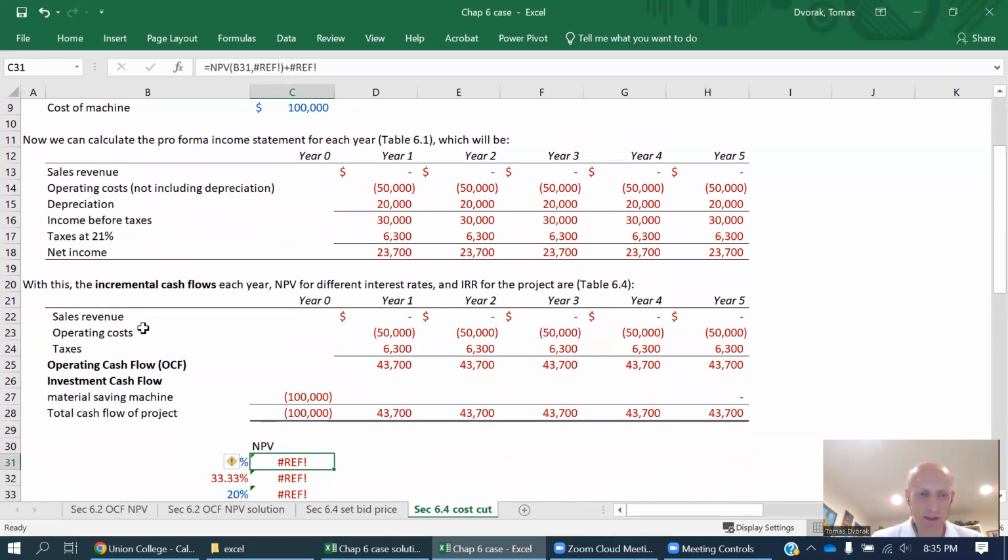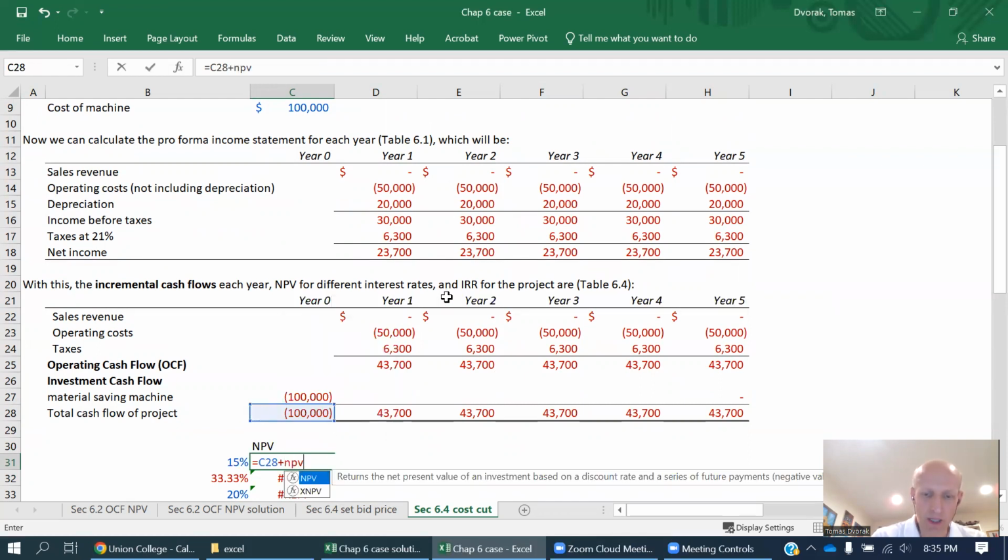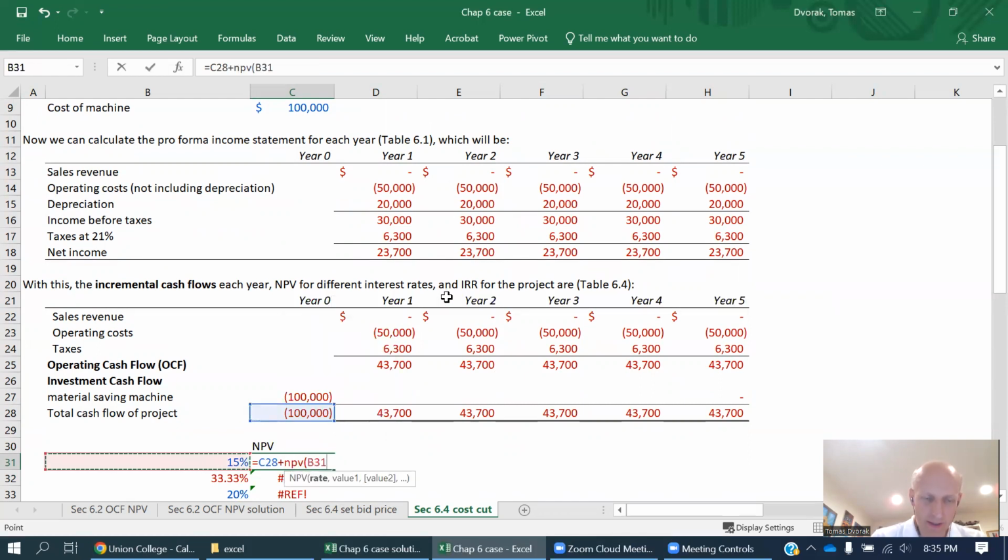That's the series of cash flows. Let's calculate the NPV of that. So first cash flow, we have to hard code, plus NPV of this discount rate and array of remaining cash flow is right there. So it's a positive NPV.